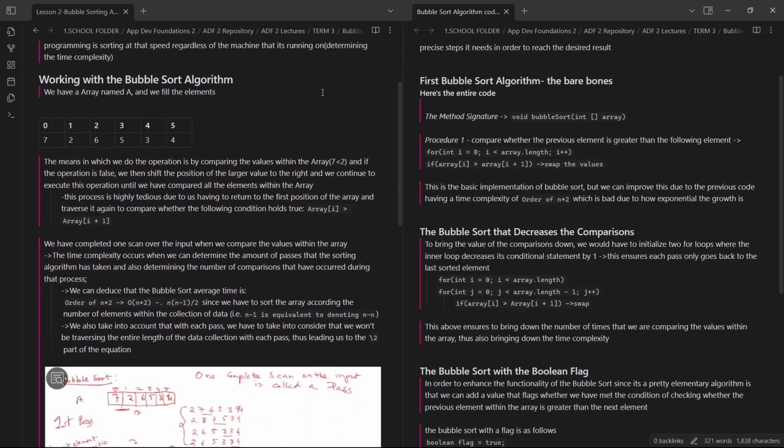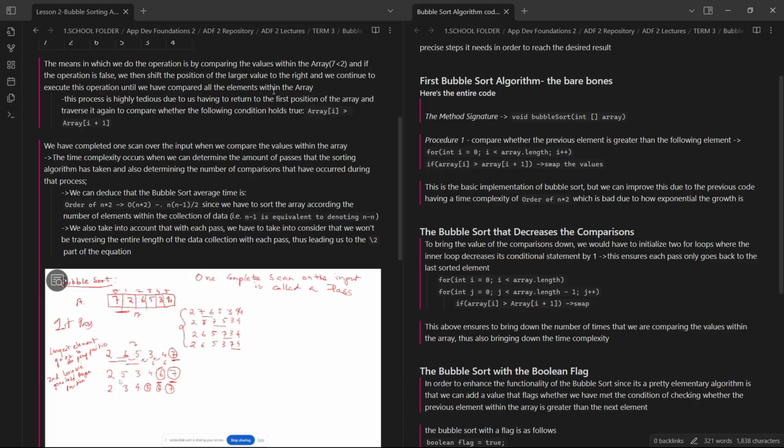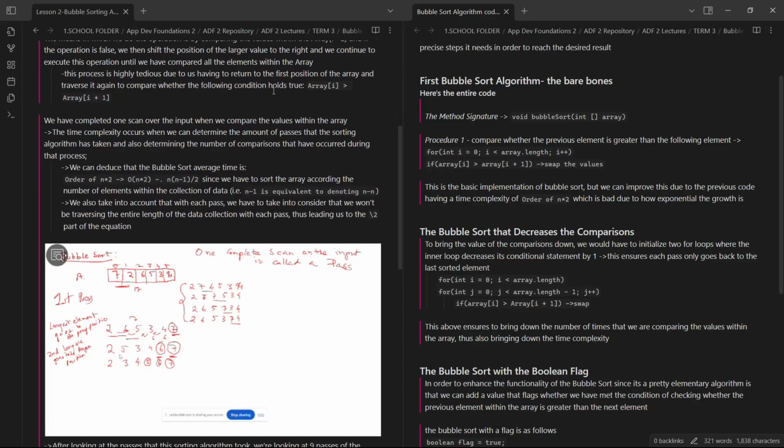So I'm going into my notes, working with the bubble sort algorithm. We have an array named A, and we fill the elements. It's an array of six elements, and the max array index would be five. Oh yeah, 0 to 5. Cool stuff. So this means that we do the operation by comparing the values within the array.